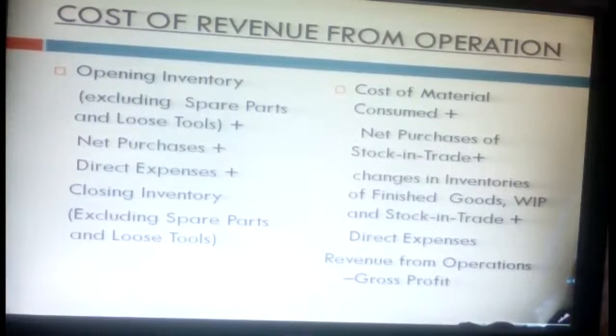Similarly, another calculation you can discuss for cost of revenue from operations: cost of material consumed, then we add net purchases of stock in trade, then changes in inventories of finished goods, work in progress and stock in trade. We have to add direct expenses. Then the third one: cost of revenue from operations is nothing but revenue from operations minus gross profit. That's what we discussed earlier, under that, the meaning of cost of revenue from operations.